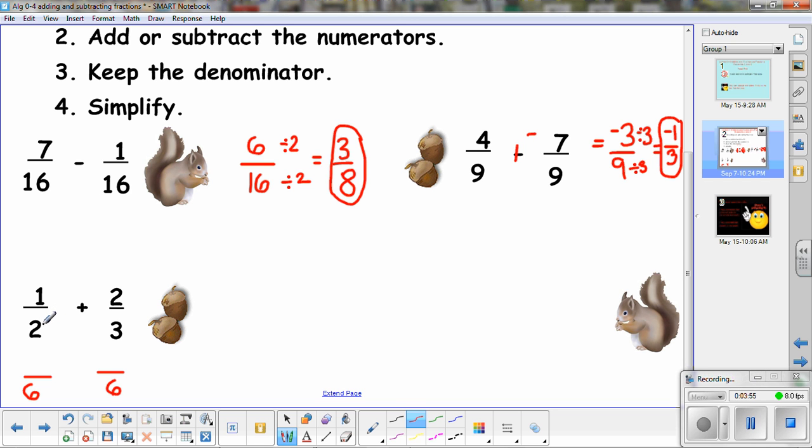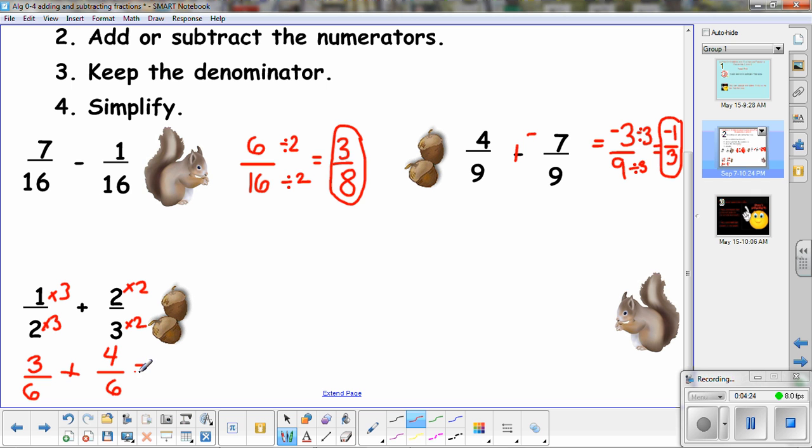In order to make this 2 a 6, we had to multiply by 3. So in order to keep an equivalent fraction to what we started with, we need to multiply the numerator by 3 as well. 1 times 3 is 3. And in the second fraction of 2/3, we had to multiply the denominator by 2 in order to get 6. So we also have to multiply the numerator by 2. 2 times 2 is 4.